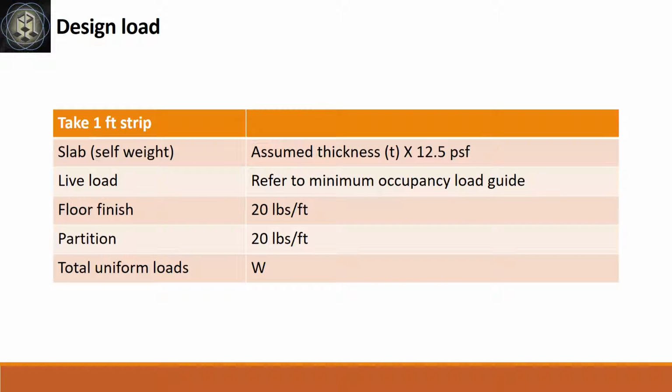Take a 1-foot strip of the total uniform load by summing up the following. Self-weight of slab equals to assumed thickness times 12.5, live load from minimum occupancy load guide, floor finish and partition if any.